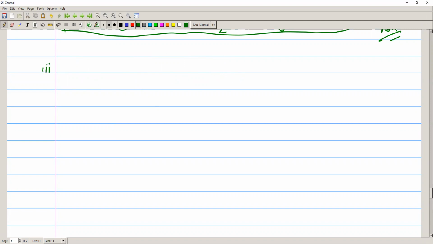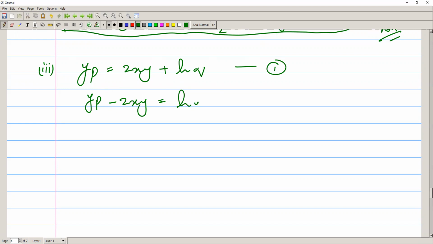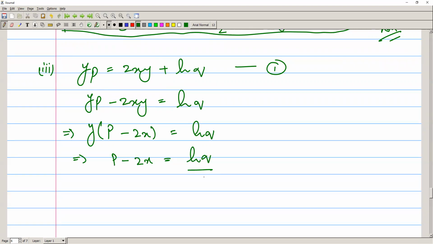Let's say question number 3 is given, not so difficult, but it seems that it's an important question. Plus ln q. So now this is also a function of p, q, x, y, right? So we need to separate this. So y p minus 2x y is equal to ln q. So y can be taken as common: p minus 2x is equal to ln q divided by y. So we can see that it's separable.